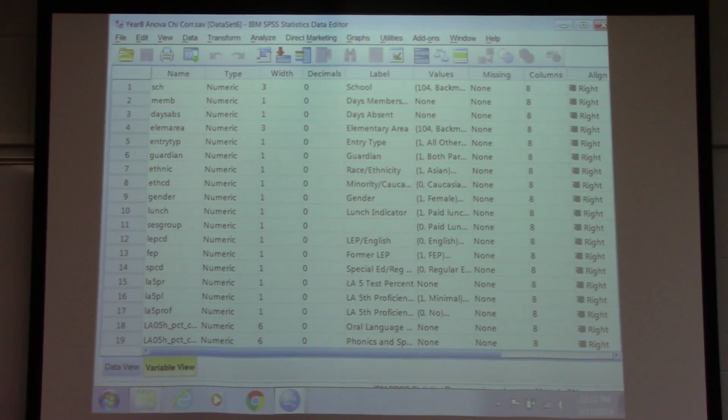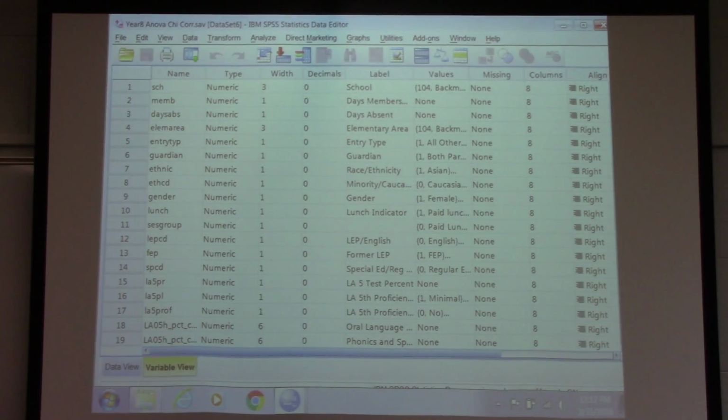For independent practice of a bivariate correlation problem, on the bottom of your output 15, you see the question, independent question practice 1. The database that you'll need to open is called Year 8 ANOVA Chi Correlation.